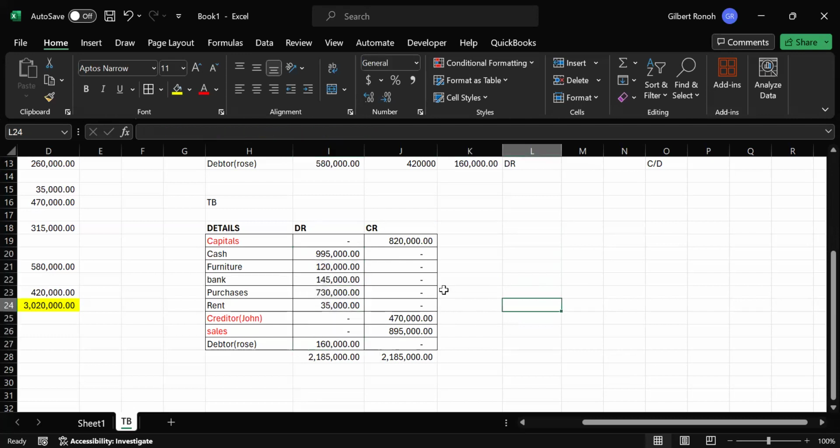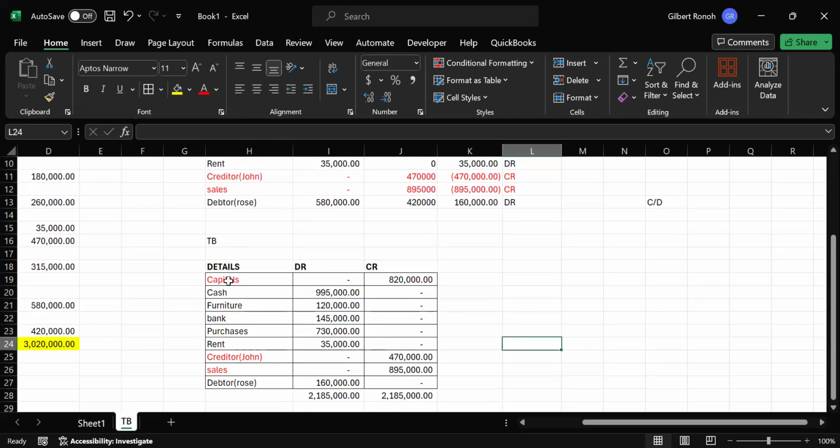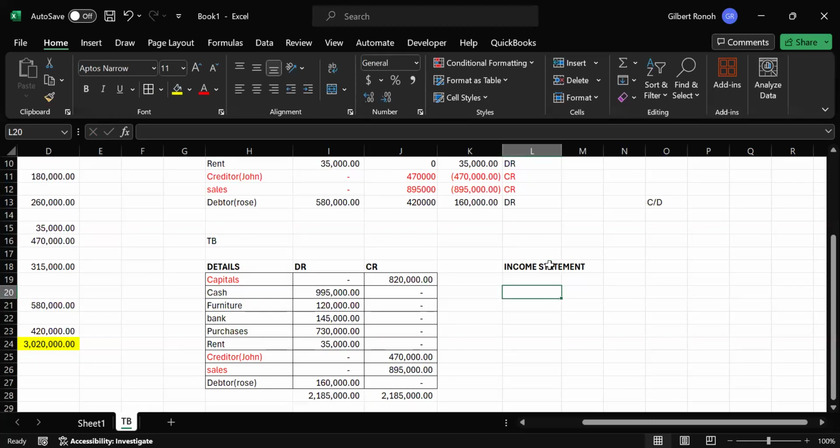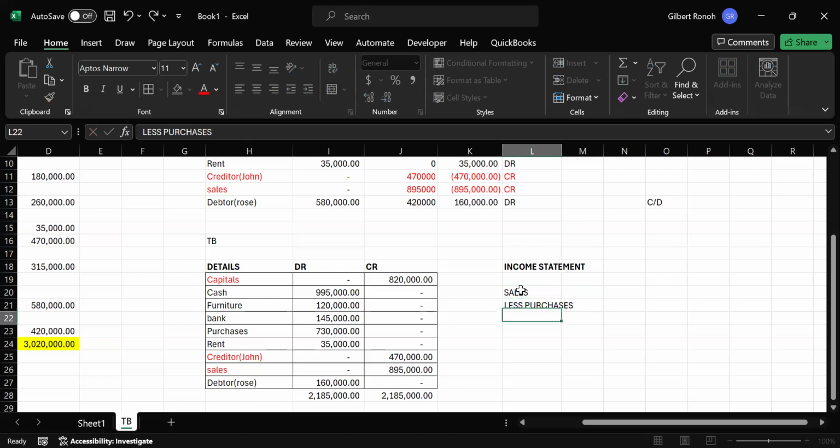Yes. So now from this trial balance, I will be able to get the income statement. In the income statement, you normally have the sales, less the purchases. After less the purchases, you get the gross profit.